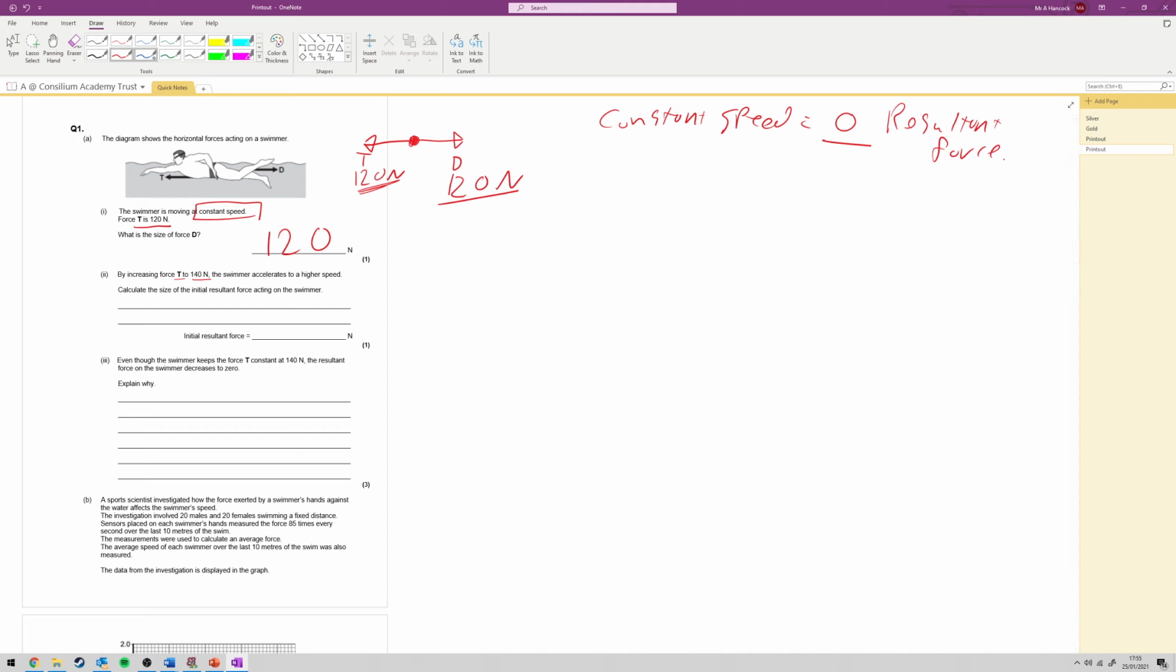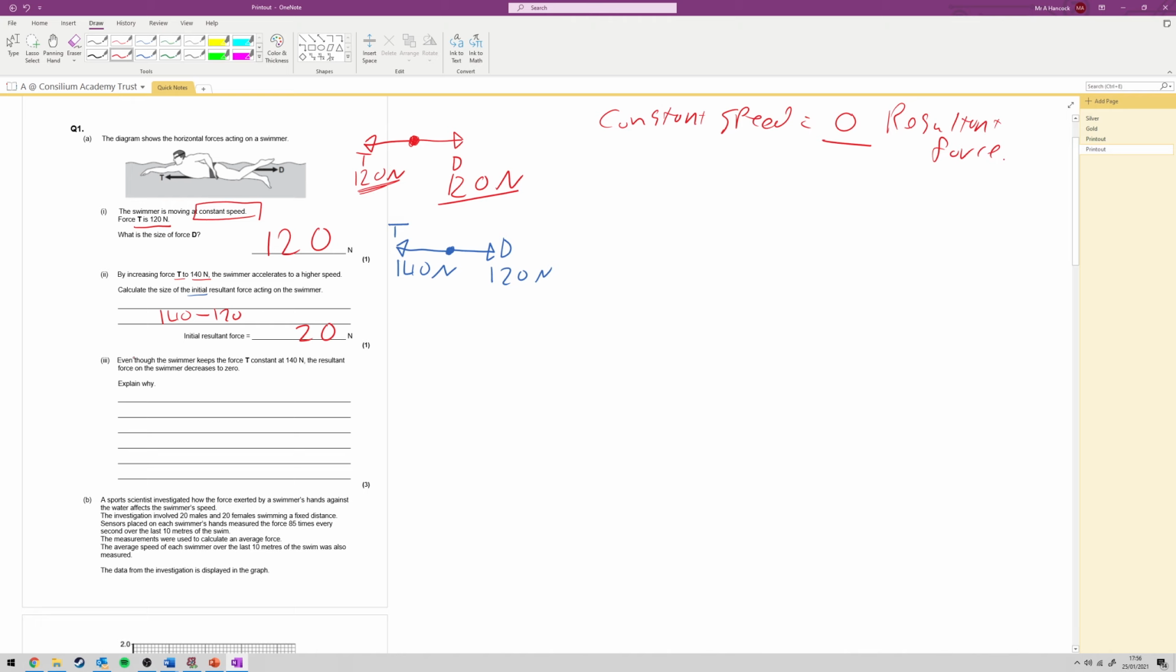Let's draw a new diagram. I'll do this one in blue. So far I've been told that this is 140 now. This is T. Calculate the initial size of the force. Okay. Well, D, because they're just saying it's the initial resultant force, well, this is still 120, isn't it? So, well, you do 140 minus 120, and you should get the resultant force is 20 newtons.